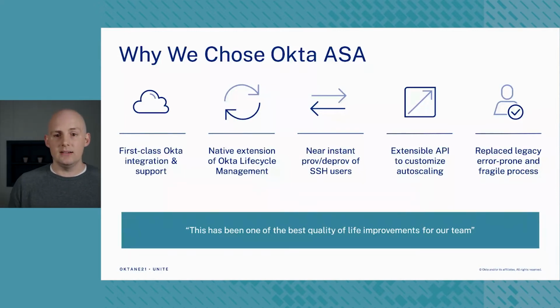Next, we wanted an API, which ASA provides, to customize the tool to our workflows. We have some auto-scaling needs, and we love that it has an extensible API that allows us to meet those. And last, it replaces that legacy, error-prone process that's fragile, has a lot of steps and a lot of manual intervention for users and for the security or IT team along the way. I think one sentiment that's bubbled up through our team and others is that adopting Okta ASA has been a great quality of life improvement.